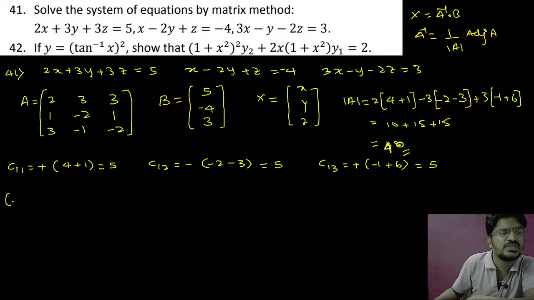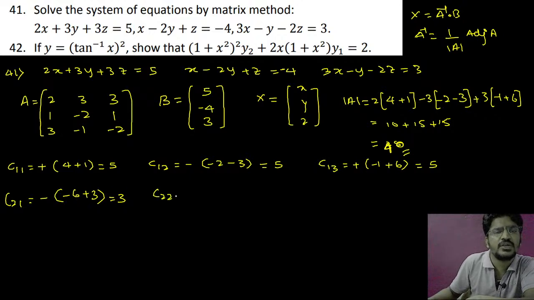Now we can go for C21, that is minus of 3 into minus 2 is minus 6, minus 1 into 3 is minus 3, so minus 6 plus 3 is minus 3, minus into minus will be plus 3. So C21 is 3. C22 is plus of 2 into minus 2 is minus 4, write minus sign, 3 into 3 is 9. So this is minus 13.